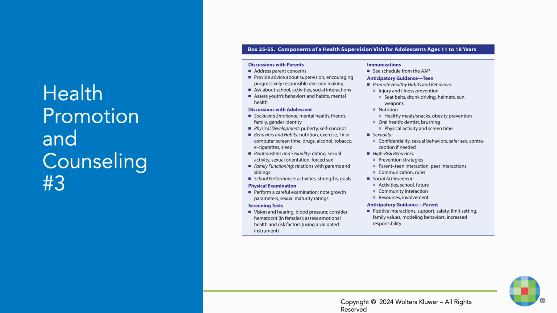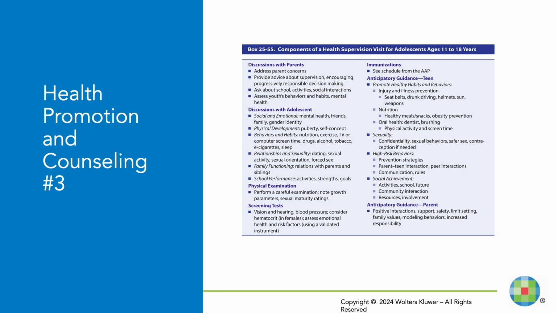Now, that third part of health promotion and counseling. So, components of a health supervision visit for adolescents in that age group of preteen to teen, 11 to 18. There should be a discussion with their parents. Address not only parental concerns, but advice about supervision, encouraging that progressive, responsible decision making. Ask what schools, activities, social interactions the child attends and takes part in. What's their behavior and habits, maybe their mental health.